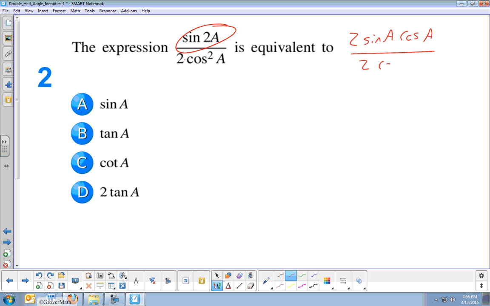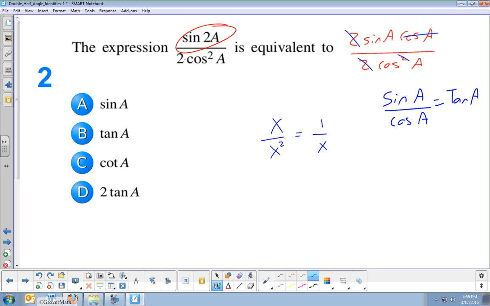So 2 times cosine squared a. Can we simplify this? We can. We can get rid of our 2's, 2 over 2. And then cosine a over cos squared. Remember, that's like x over x squared. You can get rid of an x on each side, and you're left with 1 over x. Same deal here. I could cross out this cosine and cross out the squared of this one. So what I'm left with on top is a sine a over a cosine a. And sine over cosine is tangent a.